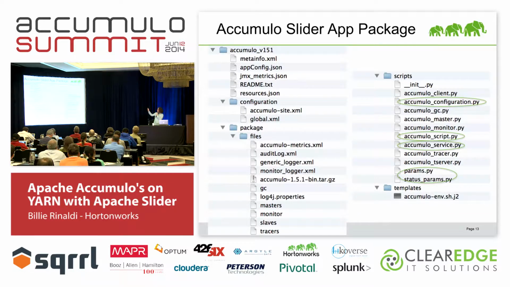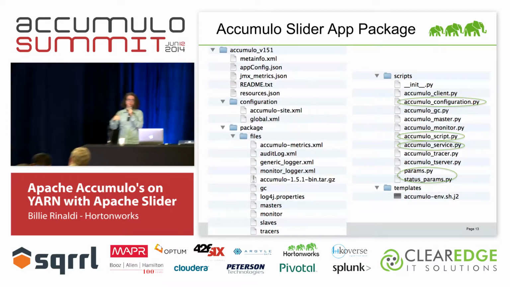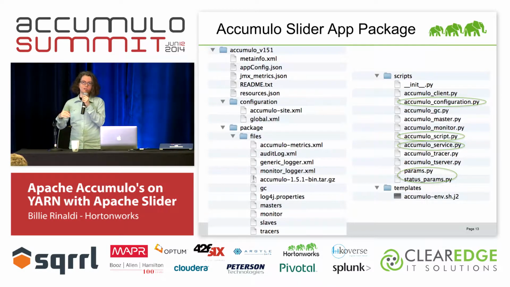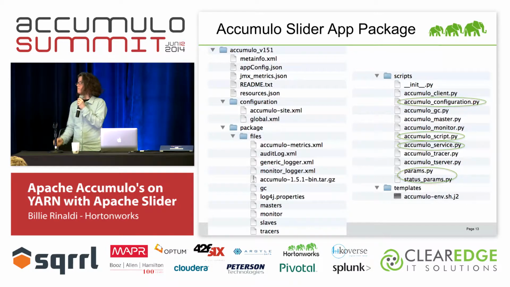And then there's a directory of scripts. While the other configuration files are basically straight out of a standard Accumulo installation, these scripts are new. You'll notice there's a script for each type of Accumulo component, so GC, master, monitor, T-server, etc. All of those are basically wrappers around the Accumulo script, and the Accumulo script is what has methods for the individual commands that might be sent to the component. So this is how you start the monitor or stop the monitor or configure the monitor.